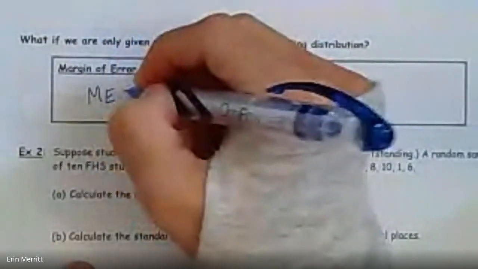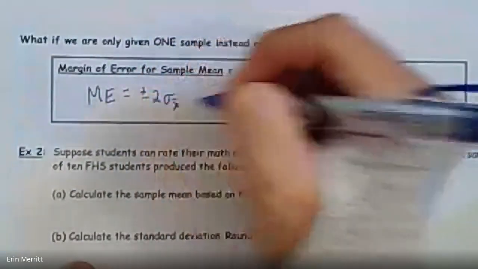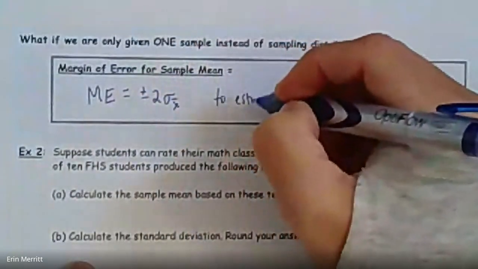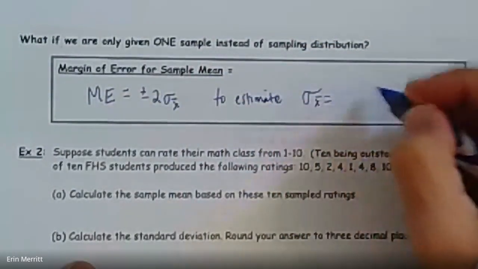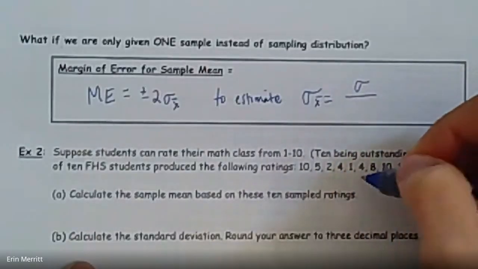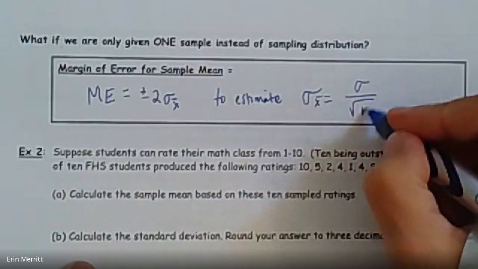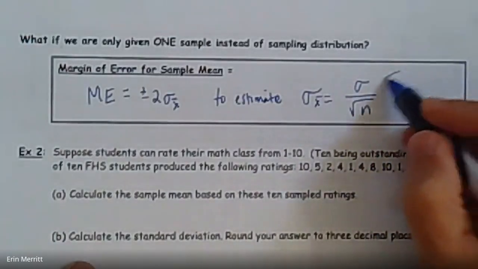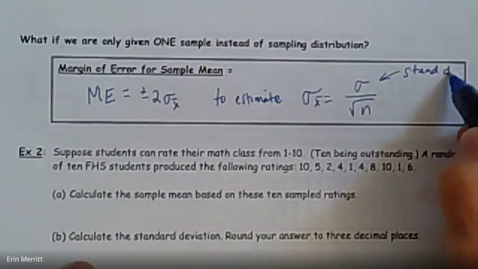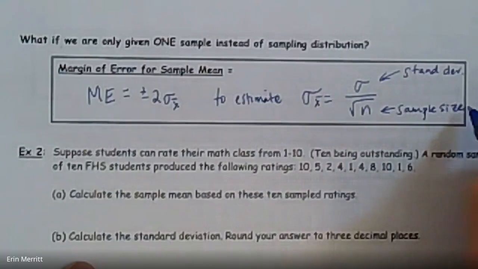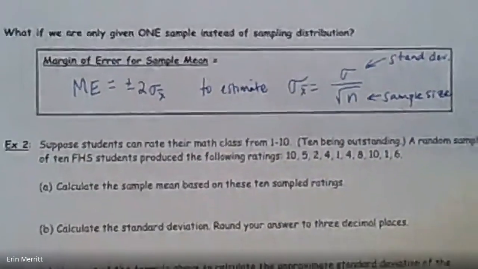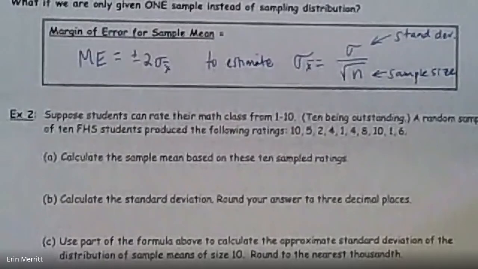All right. In that case, the margin of error is still plus or minus 2 standard deviations, right? But to estimate what the standard deviation is, you would take the standard deviation for that set, and then divide it by the square root of the sample size, all right? So this is the standard deviation. This is the sample size, all right? So when you look at this first example and how to use this, it says, suppose students can rate their math class from 1 to 10, 10 being outstanding.